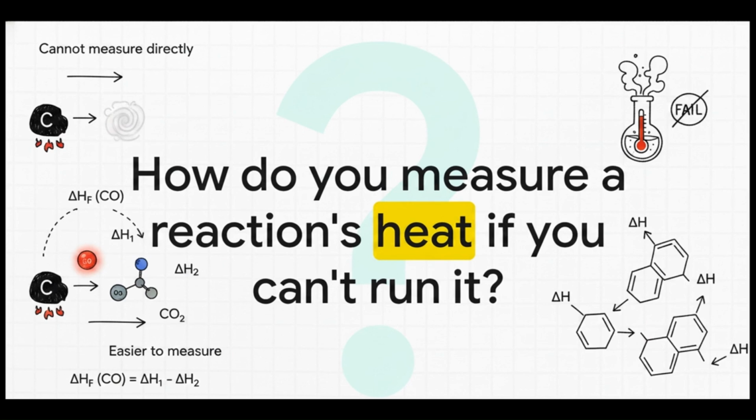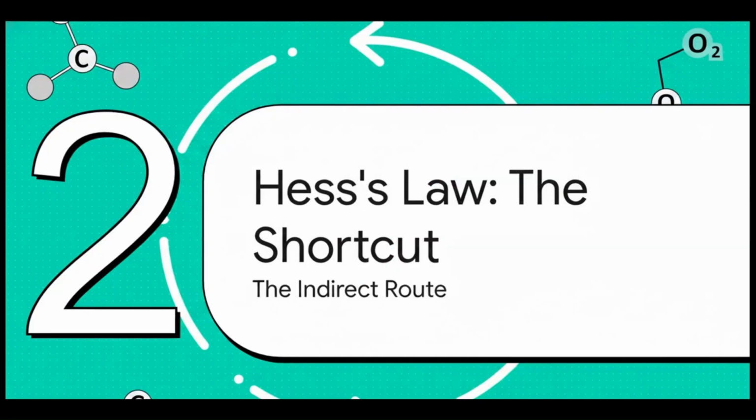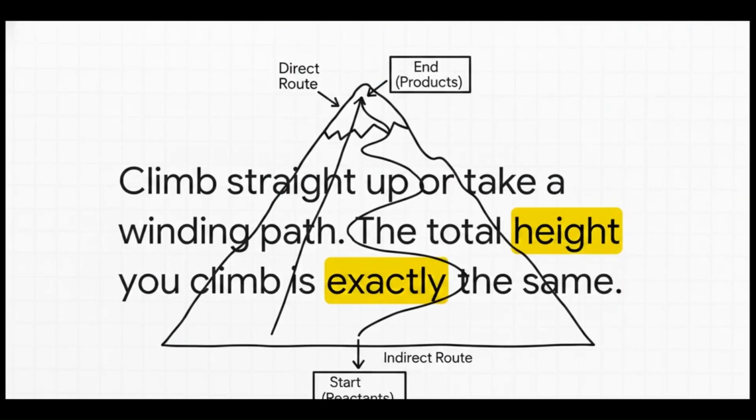You need to find another way, an indirect route. And this, right here, is exactly the kind of problem Hess's Law was born to solve. It gives us that elegant, indirect route when the direct one is basically a no-go. The best way to get your head around it is to think about climbing a mountain. The total change in your altitude, how high you've climbed, is going to be exactly the same whether you scale a sheer cliff face or you take a gentle, winding path all the way to the top. All that matters is your starting point and your finishing point. And guess what? Chemistry works in pretty much the same way.